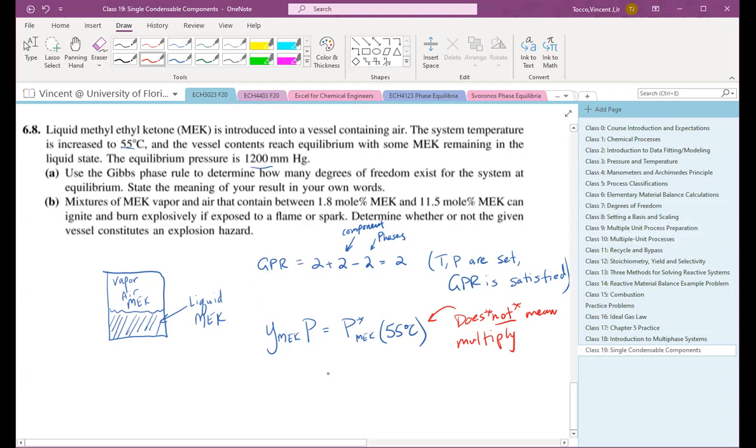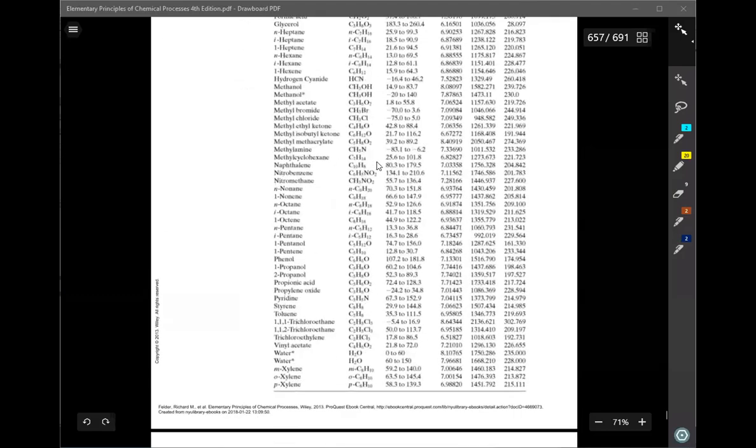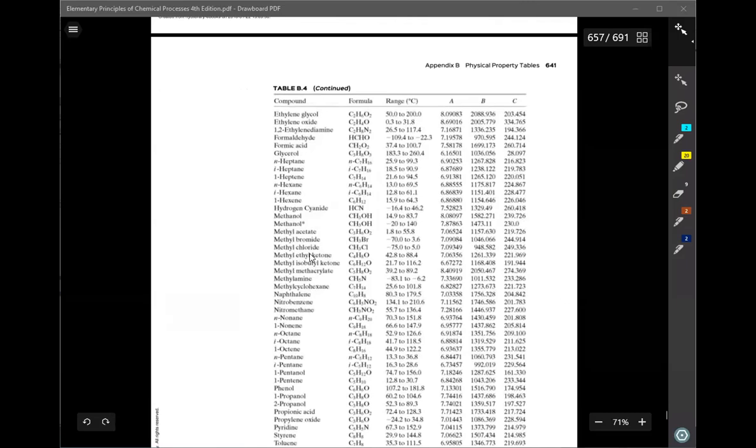All right, so in this equation, I have that P is 1200 mmHg, but I don't know what P star is. So in order to figure out what the mole fraction is, I need to figure out what P star is, similar to my water problem from last time. So I'm going to need to use Antoine's equation. P star by Antoine's equation is going to be 10 to the power of A minus B over T plus C. And T in this case is 55C. So I need to go to table B4 and look up what the values of the Antoine's constants A, B, and C are. Okay, I'm back in my textbook. I'm going to scroll down in table B4 till I get to methyl ethyl ketone.